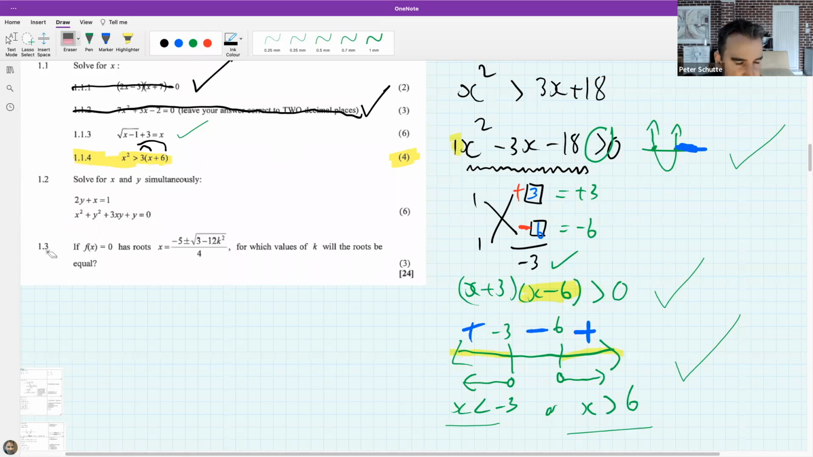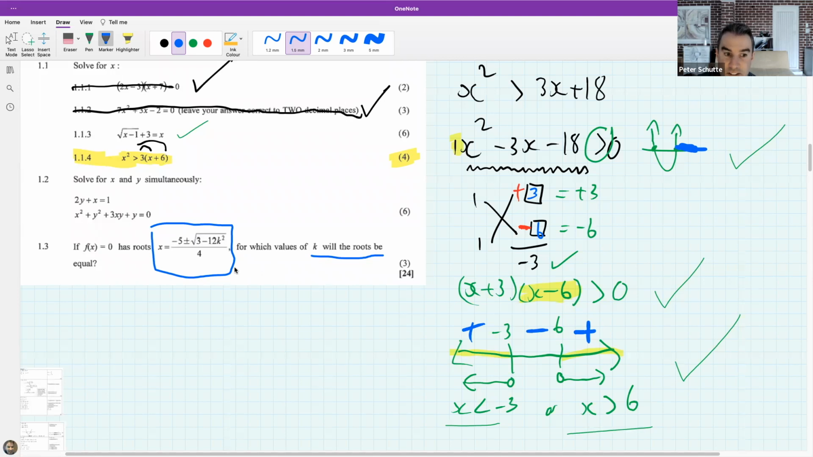So it says, if f(x) = 0 has the roots this, for which values of k will the roots be equal? Now, this sounds a little bit like it's speaking another language. Can anybody identify what section this is coming from? What theory, like it's got to do with roots, and f(x) = 0 is some function, what does this remind you of? Where have you seen a structure like this before? And then we'll talk about the roots being equal.